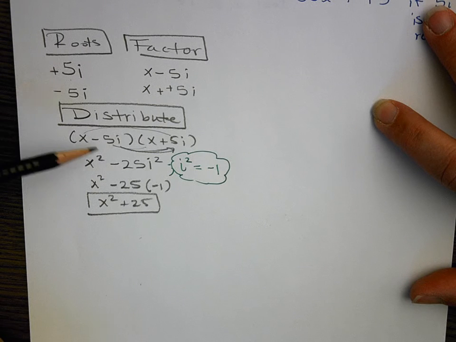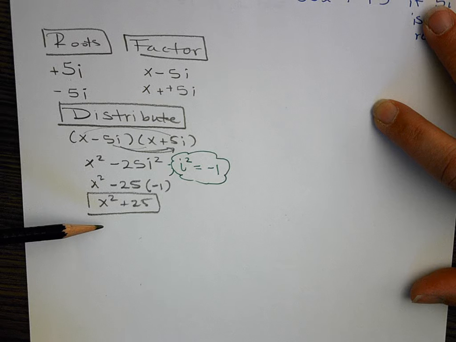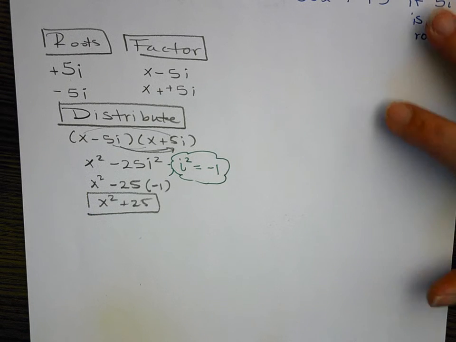So all I did right here was I knew that 5i and negative 5i were my roots, and I created the factors and distributed, and then that gave me something to work with: although the roots are imaginary, the factor now has no imaginary numbers in it. And why do I want to do that? Because I want to be able to divide.